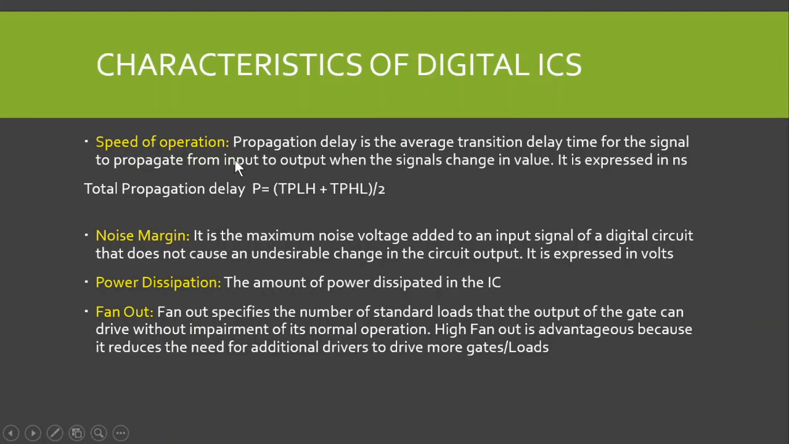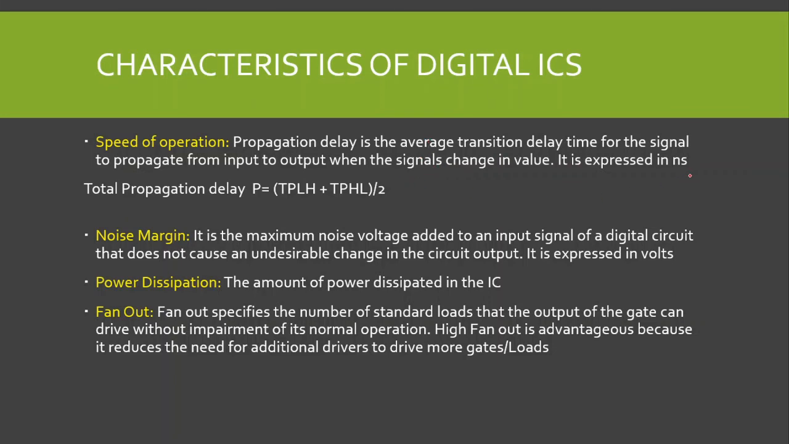Now there are certain characteristics of the digital ICs. Number one is the speed of operation, that depends on the propagation delay. Propagation delay is the average transition delay time for the signal to propagate from the input to the output when the signal changes in value. So when the input value changes, how much time does the IC take to change its output value? That is the propagation delay.